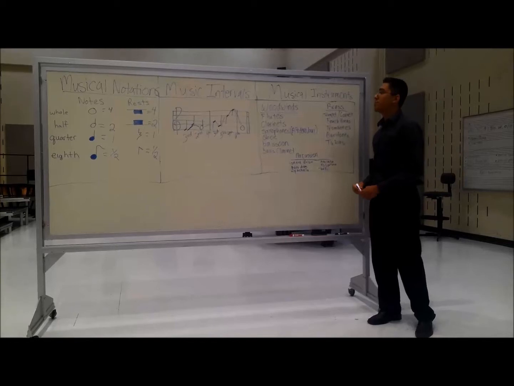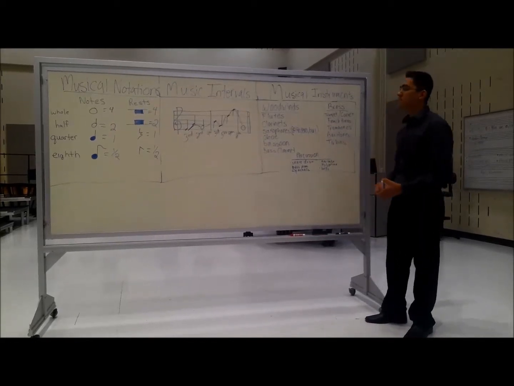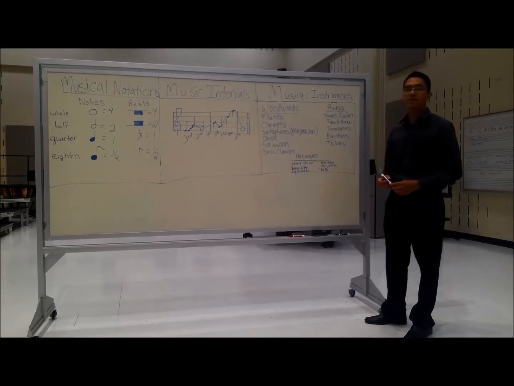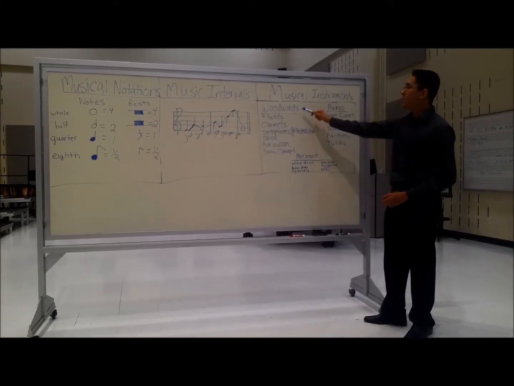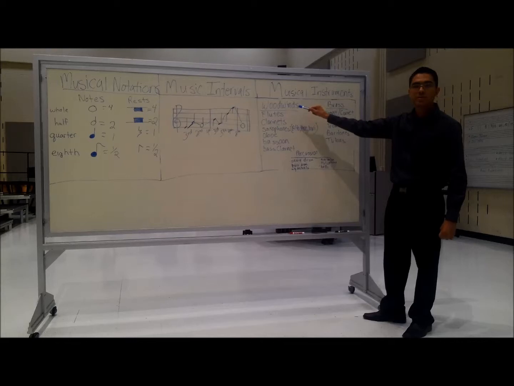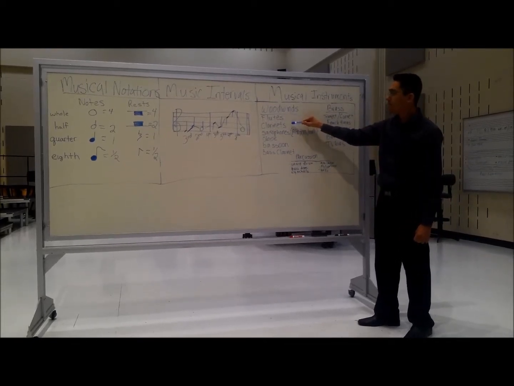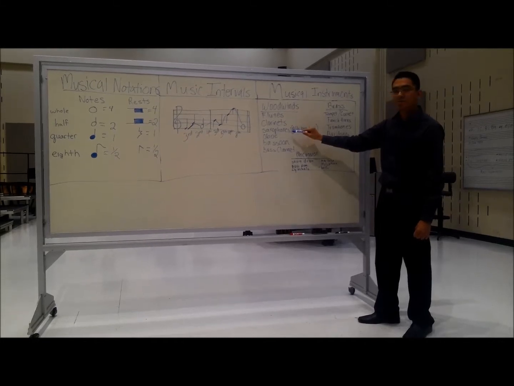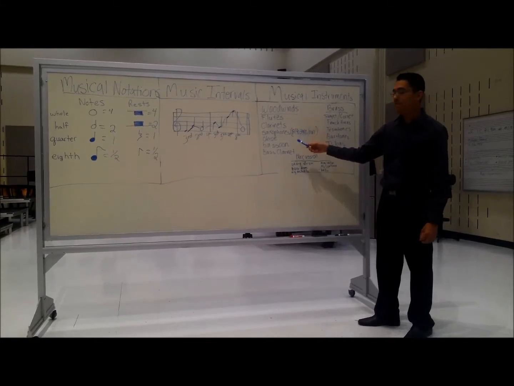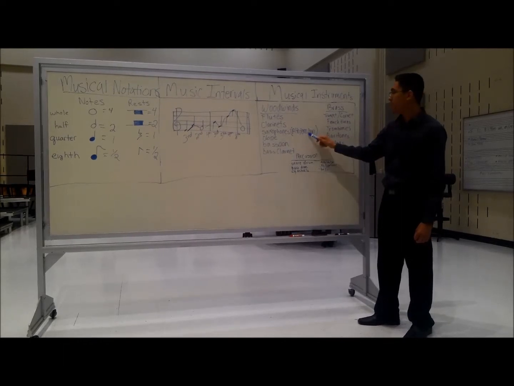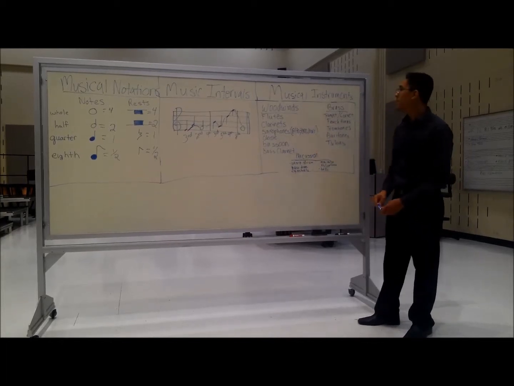Alright, next we have some terminology for musical instruments. As part of being part of the band, you encounter 3 main groups of instruments. The first one, you would have your woodwinds, which would include your flutes, your clarinets, the B-flat clarinets, your saxophones, which include all 3 kinds of saxophones, alto saxophone, tenor saxophone, and baritone saxophone. You also have your oboes, your bassoons, and the bass clarinet.